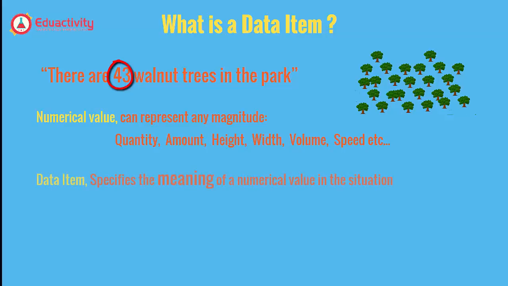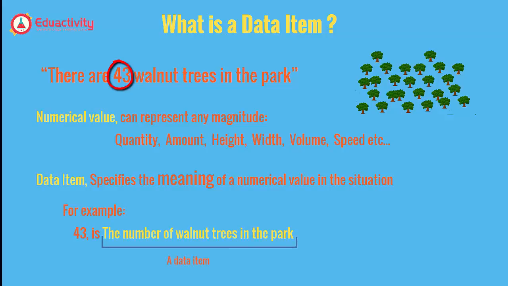Now, a data item is used to specify the meaning of a numerical value. For example, the numerical value 43 is the number of walnut trees in the park. As you can see, this data item specifies the meaning of the numerical value 43.